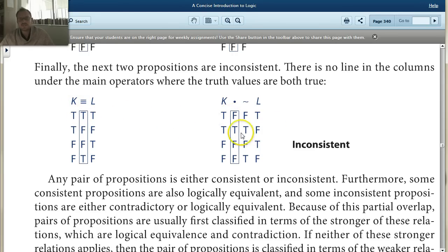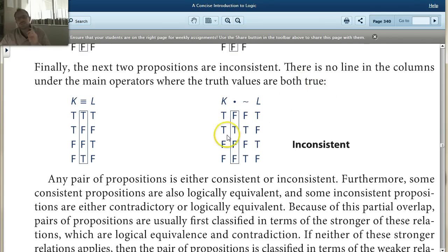Where this is false, this is true. Where this is false, this is false, and where this is true, this is false, right? Notice that they're not logical contradictions because there is a line at which both of them could be false simultaneously. So they're not contradictory, they're not opposites, right? But there's no line in which truth is always the same for both of them, which means it's inconsistent, right? Whereas Hurley says there's no line in the case of the main operator where truth values are both true, right?